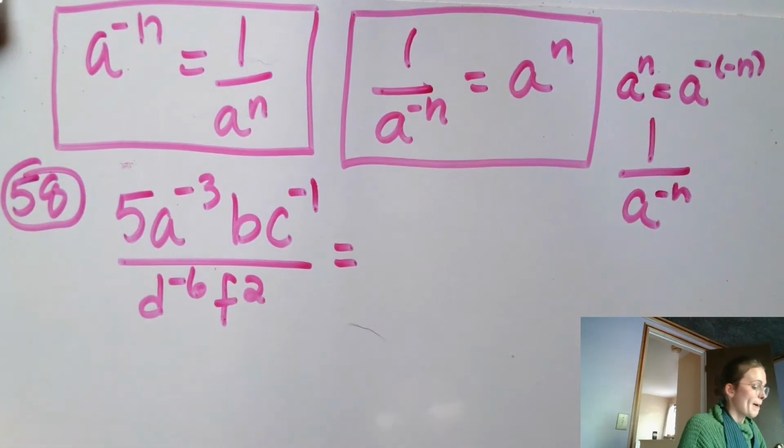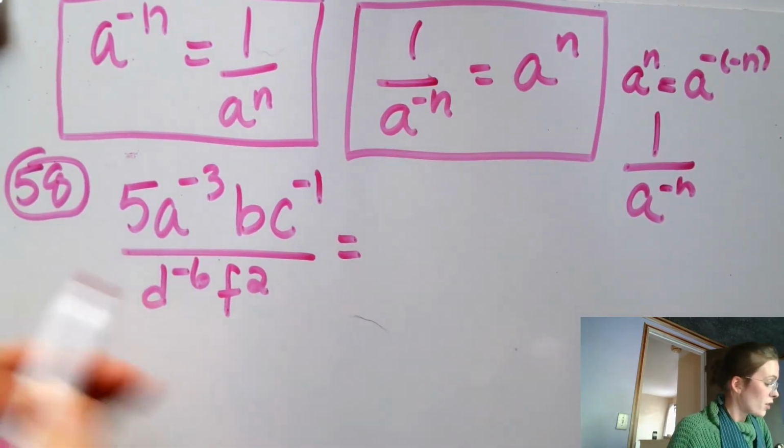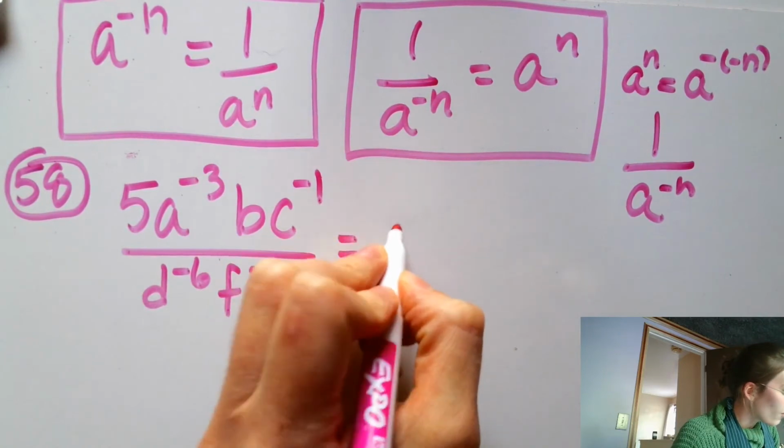So we've got 5 a to the negative 3 b c to the negative 1 over d to the negative 6 f squared. So what we can do is say, okay, 5 will stay the same, right? Because there's no negative exponent here. We need to rewrite it without negative exponents. So there's no negative exponent there, so 5 stays the same.